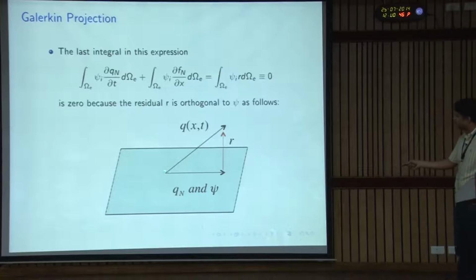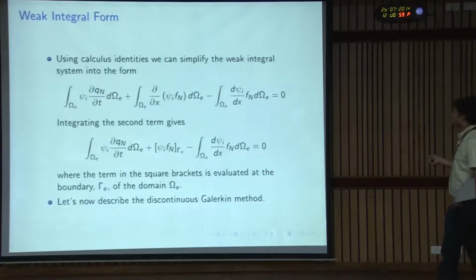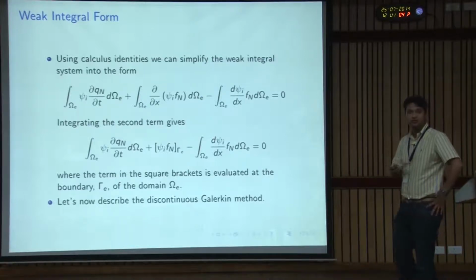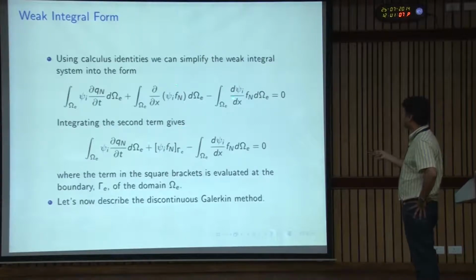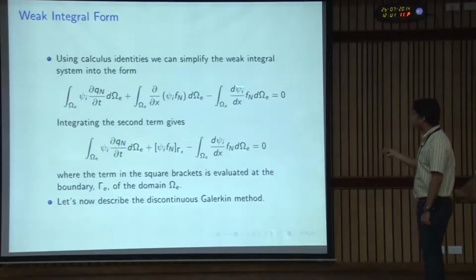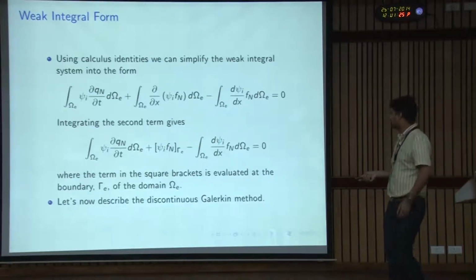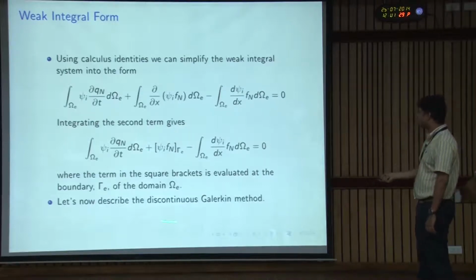So if this is your actual PDE behavior, and this is your approximation, your residual will be orthogonal to it, and then you go back to your original solution. Okay? Now we start playing with our calculus. We just use calculus identities, and we also use Gauss's theorem. Okay? And then we change that canonical equation into this form, where we get this product of Fn and the basis. And when we integrate this second term, we get essentially a surface integral, which is on the boundary. Now, the moment we get this, we can start describing our DG problem.